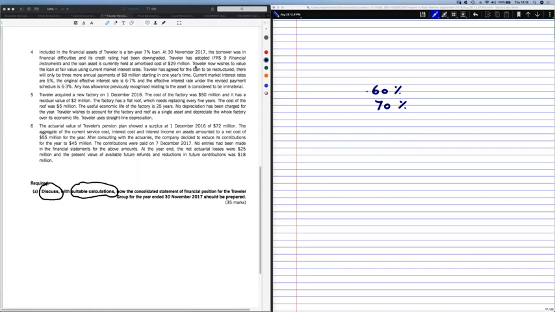Now it says here, Traveller now wishes to value the loan at fair value using current market interest rates. Tell me this, please. Can Traveller now switch from measuring the loan asset, the financial asset, from amortized cost to fair value? And it doesn't matter whether it's fair value through P&L or fair value through OCI for this question. Is it possible for Traveller to now reclassify this loan from amortized cost to fair value?